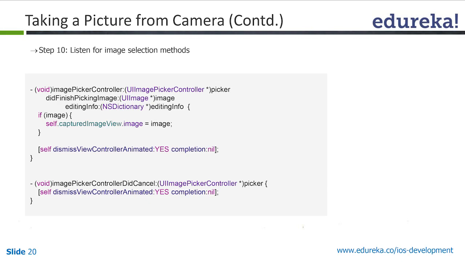You will get the time taken, if it is modified, the F number, the size of that image, the pixels, and all those details will be inside your editing info. So here, if you have an image, then we are going to set our image view with that image. Whatever image you get, you are going to set it to the image view that we designed in our storyboard. If the user clicks cancel, you will get a call to imagePickerControllerDidCancel, and you have to dismiss the image picker controller that you have shown, to remove it from the screen.